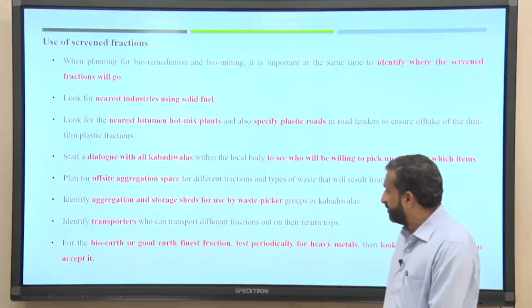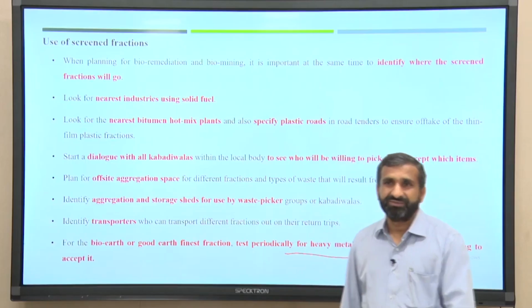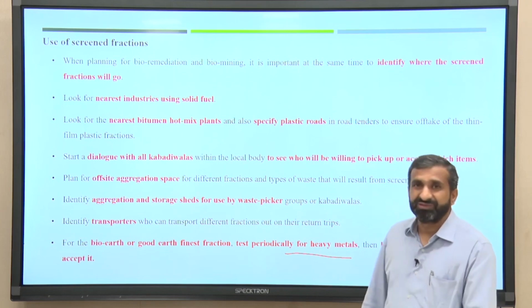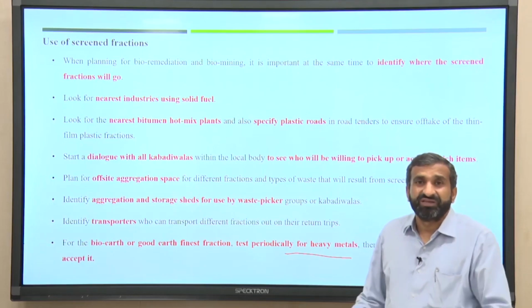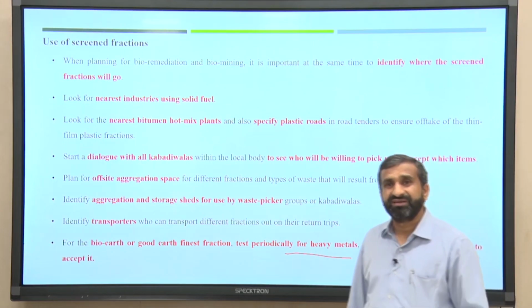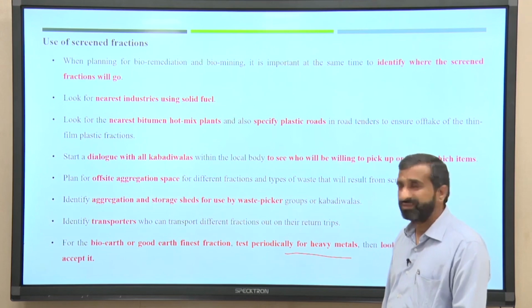For the bio earth or good earth fine fractions, test periodically for heavy metals. This is an important one. Whatever I was saying about the organic fraction, the 4 to 6 mm, test it periodically for heavy metals. Why? Because if you do not find much heavy metal in it, try to find some farmers who will be willing to accept it. But I personally believe that farmers won't show that kind of willingness. At least for horticulture purposes you can use such material, but check for heavy metals, as it may have a lot of metal content.